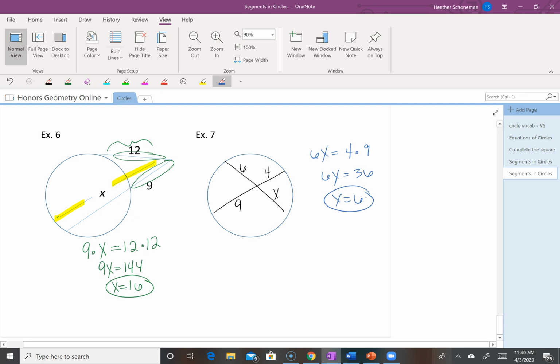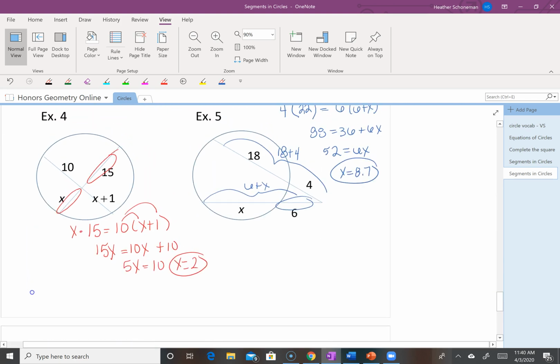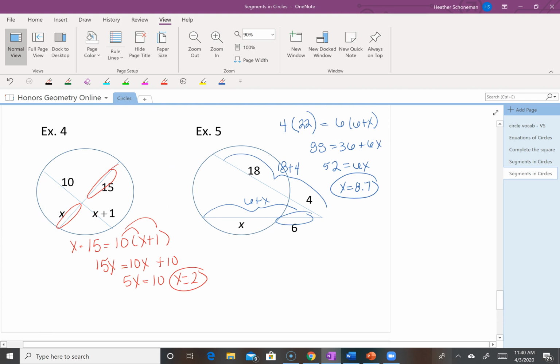All right, so remember, if everything's inside the circle, it's part times part, like in example 7. And if it's outside the circle, like example 6 or example 5, it's going to be part times whole.